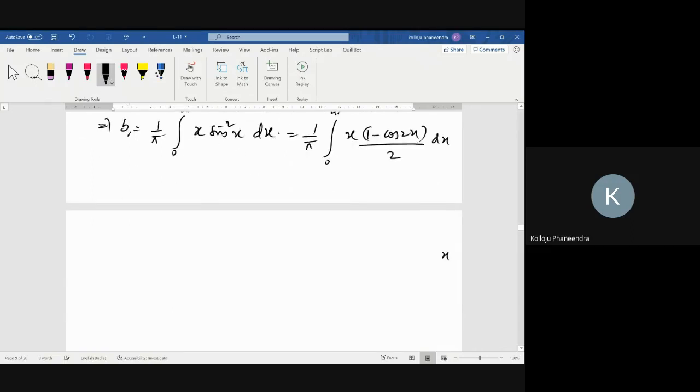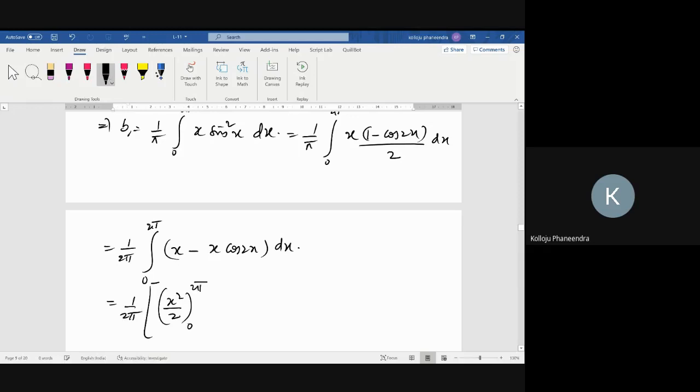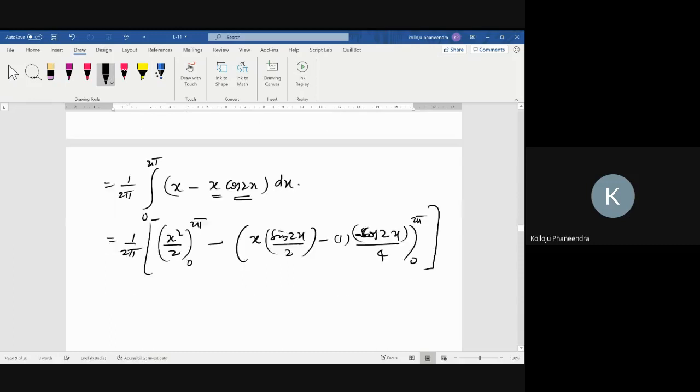So this equals 1 by 2 pi, integral 0 to 2 pi, x minus x cos 2x dx. Correct? Right? This is equal to 1 by 2 pi. This is x square by 2 for the first one. Big bracket, this first integration between the limits. Coming to the second integration, x is the derivative part and cosine is the integrating part. Cosine integration gives sine 2x by 2, minus x derivative 1 and sine integration gives minus cosine 2x by 2 into 2, that is 4. This is between 0 to 2 pi.